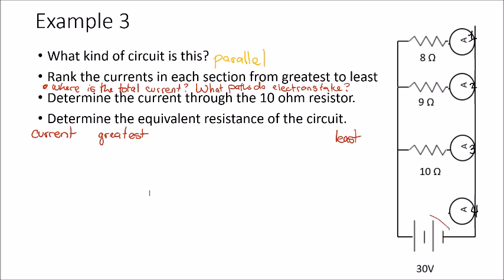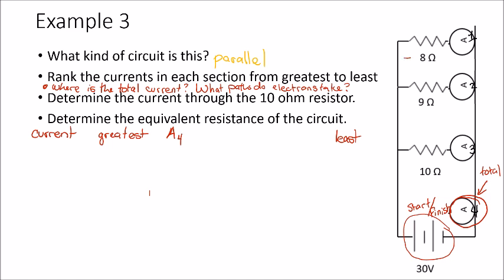So in this case, the battery is here, which means this is our start and finish line. So ammeter number 4 is going to show us our total current. For the next part, for figuring out the current from greatest to least in the other branches, we need to decide what kind of paths electrons take. Electrons take the path of least resistance.